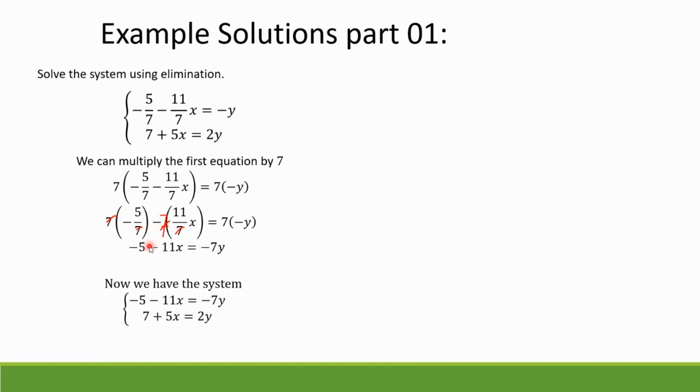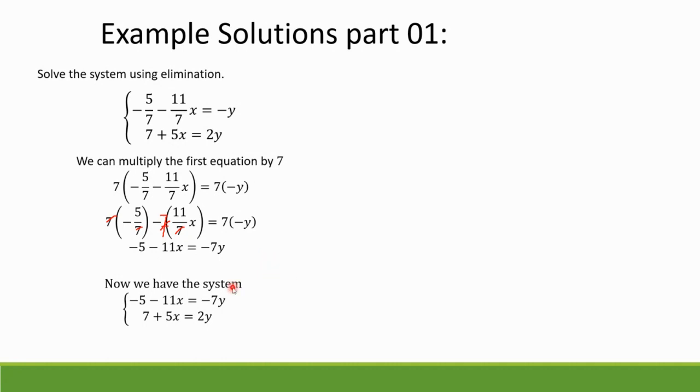So we get -5 minus 11x equals minus 7y. Okay, so this is our system we have to deal with now. This is what we're dealing with. So what do we do? Well, we want to solve this, and again, we're using elimination. Remember, if I tell you to use a certain method, you have to use it, okay? If I don't tell you what method to use, then you can use any method you want.